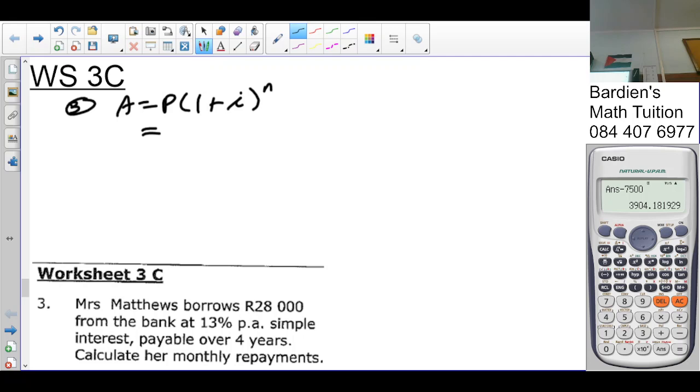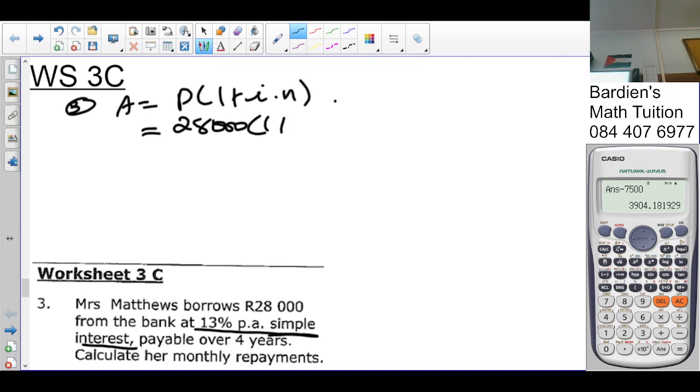Yes, absolutely. Why is it that formula, not this one? So yes, Ratimbile. P into 1 plus I times N. So what's your P value?